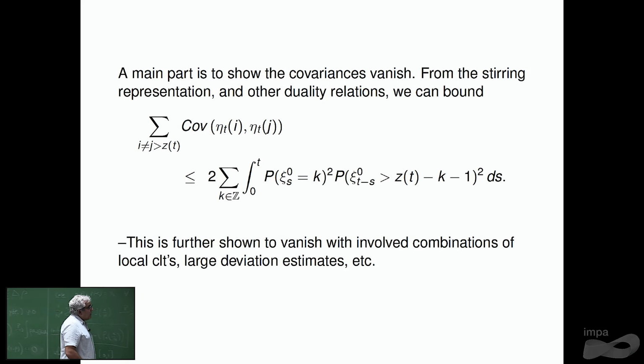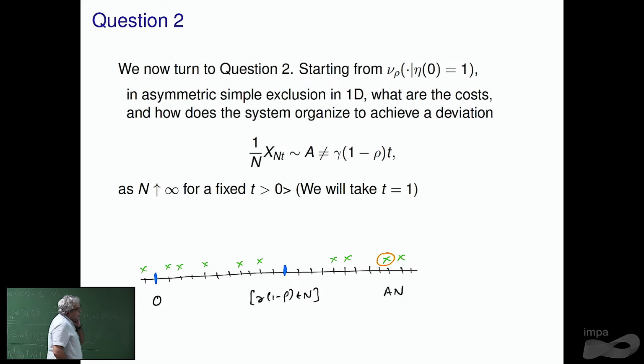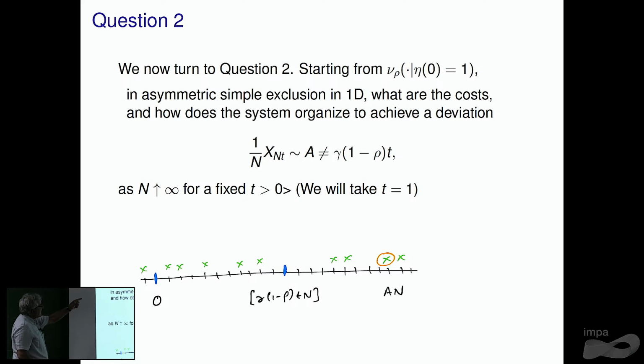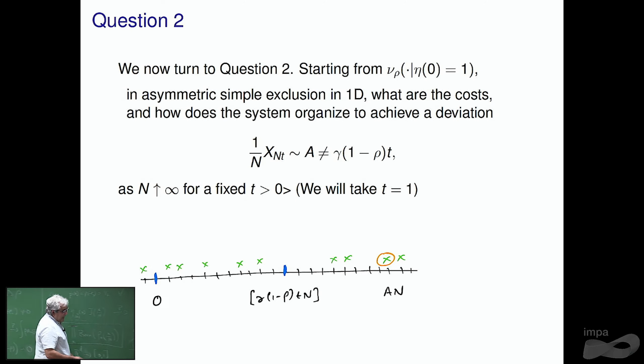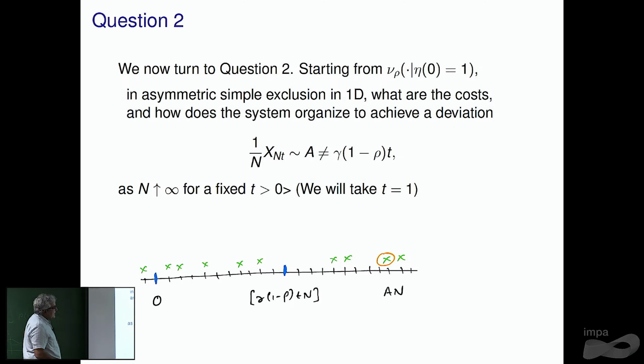Okay, so let me go on to the next one, and we can come back to any questions. Okay, so here's the second question. We're starting now in asymmetric exclusion, and now the initial condition is this stationary one. Our question is, this is where we should end up. We should be over here, but suppose that we're over here. So then what's the cost of that? This is a large deviation question.